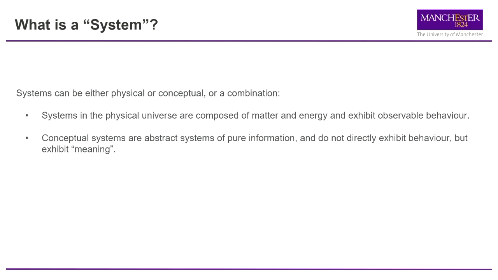So we can also consider them to be physical or conceptual, or a combination of both, maybe digital. But we consider them to be composed of matter, or energy, or information, and exhibit observable behavior. If we have a conceptual system, then maybe we can't actually observe that behavior in the physical world, but it may convey some type of meaning when we look at it in a digital sense. This gets a little bit abstract here, but what I'm trying to generally convey is that a system is almost anything.